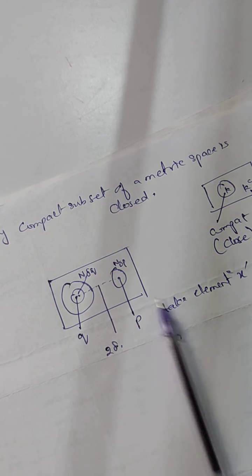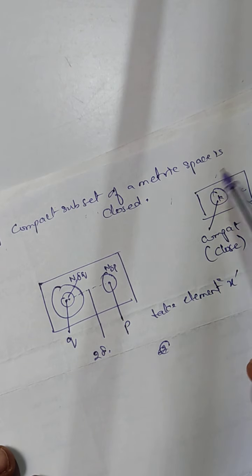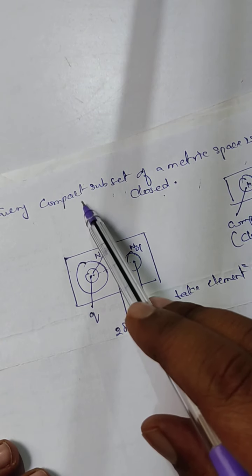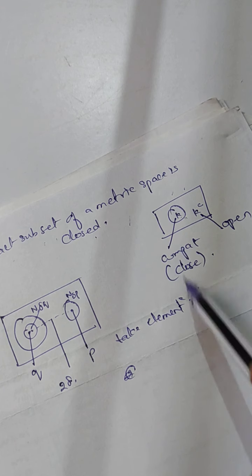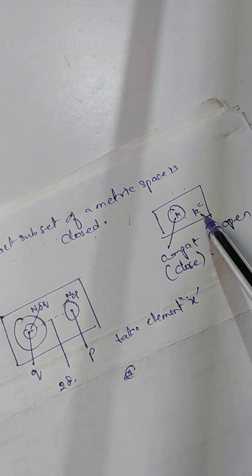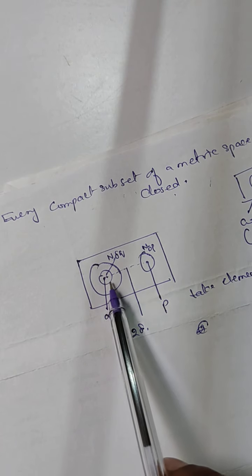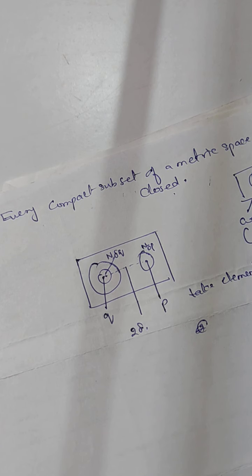All right, so the next problem that we have here is a theorem: every compact subset of a metric space is closed. So it is given that K is a subset of a metric space which is compact, and from that we can conclude that K complement is open. Now we have to prove that every compact subset of a metric space is closed. We just have to prove that it is closed.